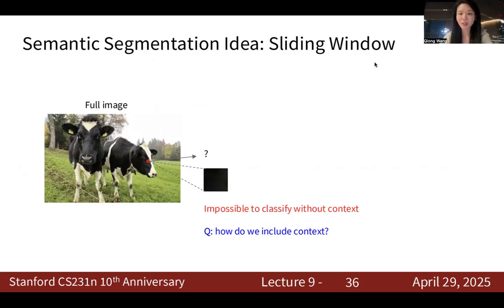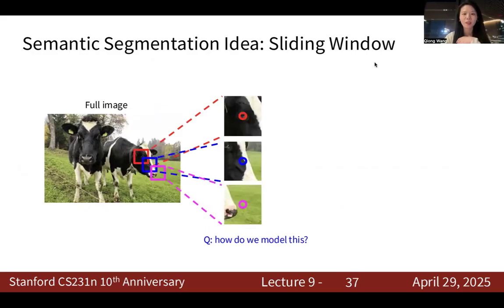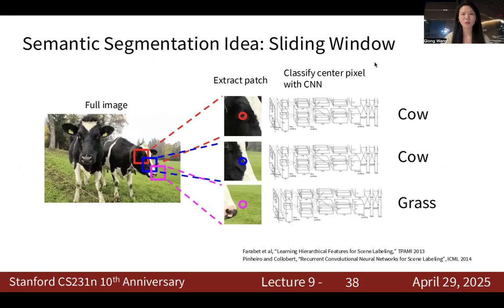It is impossible to classify without the context. How do we include all the context? How do we model this? We can use a sliding window. For example, we put the window like this and slide it from one position to another position.